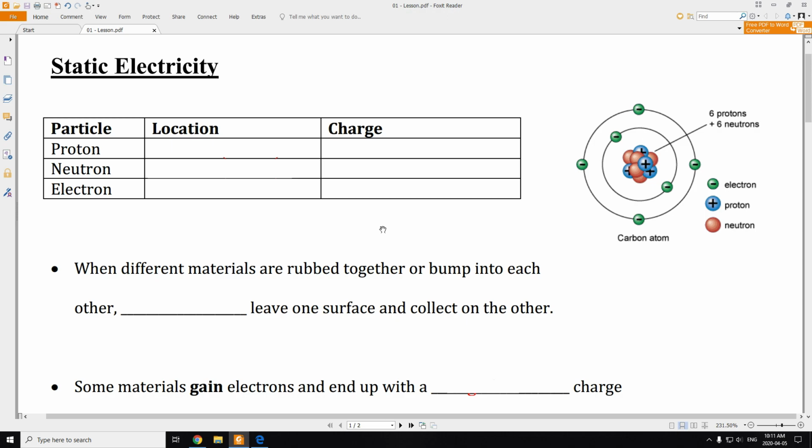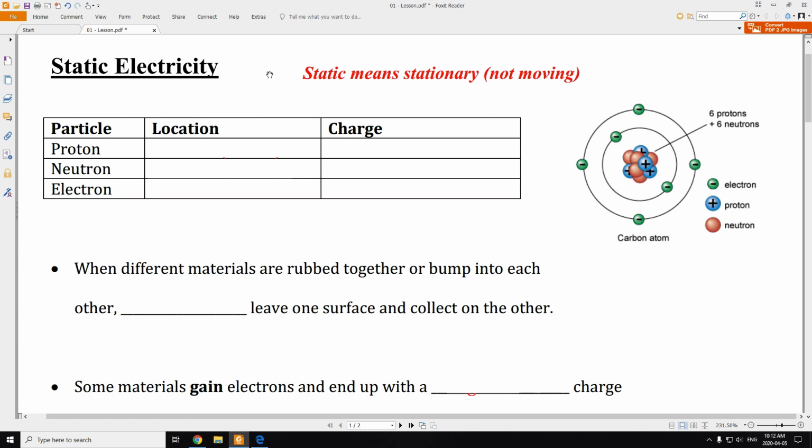So first thing is our term static electricity. What does static mean? Static just means stationary. It means that something is not moving. So when we're talking about static electricity, we're talking about electricity that's not moving. We're talking about electrons that are not moving. They're stuck on an object.